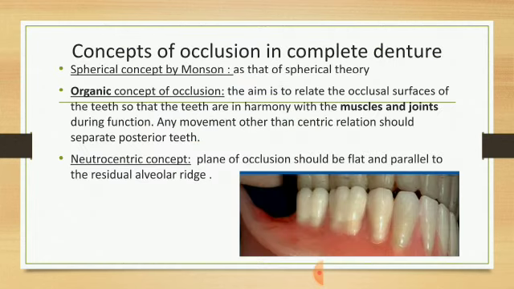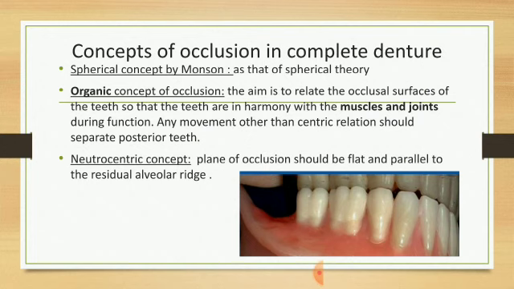Next we come on to concepts of occlusion in complete denture. The first concept is the spherical concept by Monson. It is similar to the spherical theory. We all know that the spherical theory states that it is the curve which travels around all the cusps of the teeth and forms a sphere with 8 inches of diameter and whose center passes through the glabella.